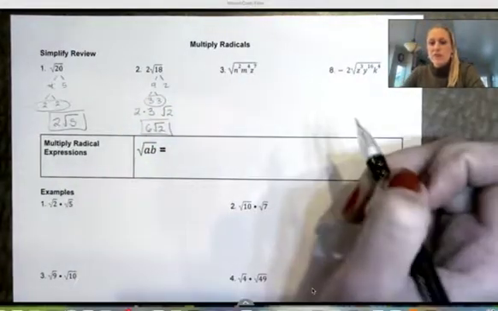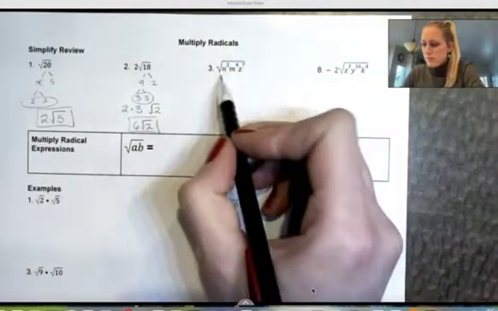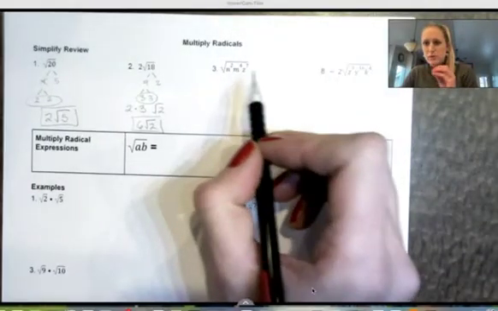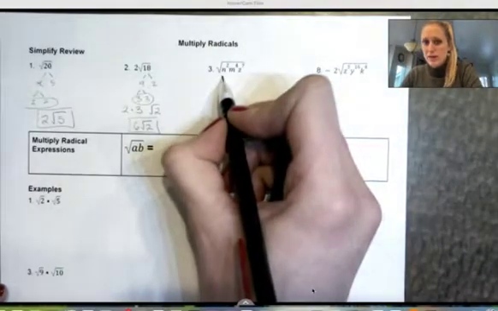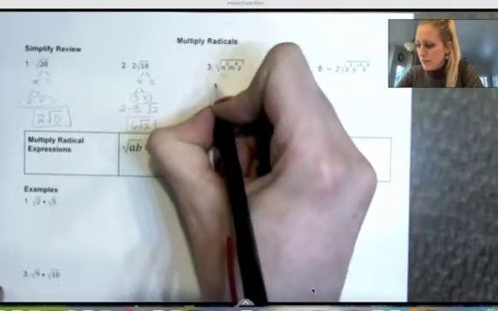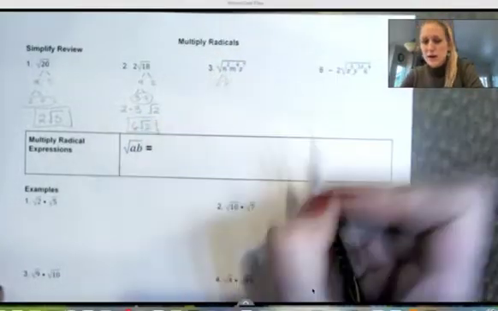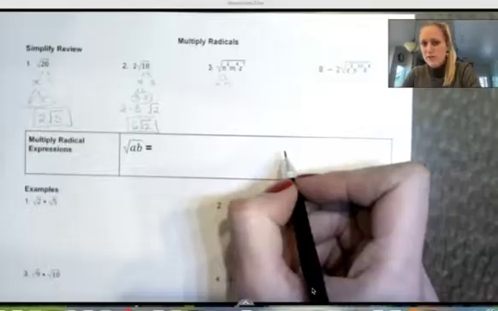Okay, we can do the same thing with variables, okay? I'm going to do each variable separately. So I have n squared. That's the same as n times n. And that's a pair. So that n will come out front.